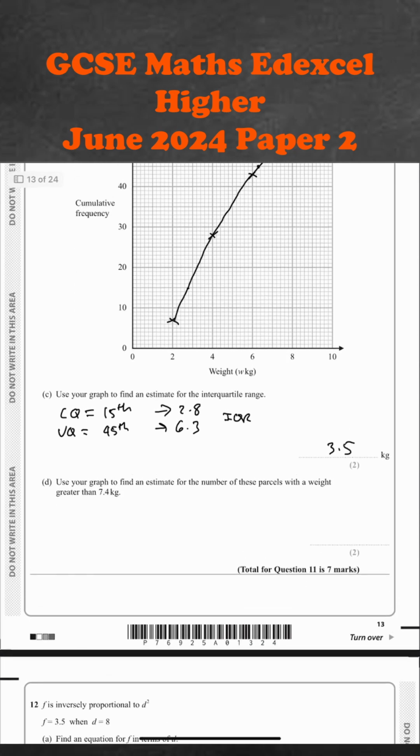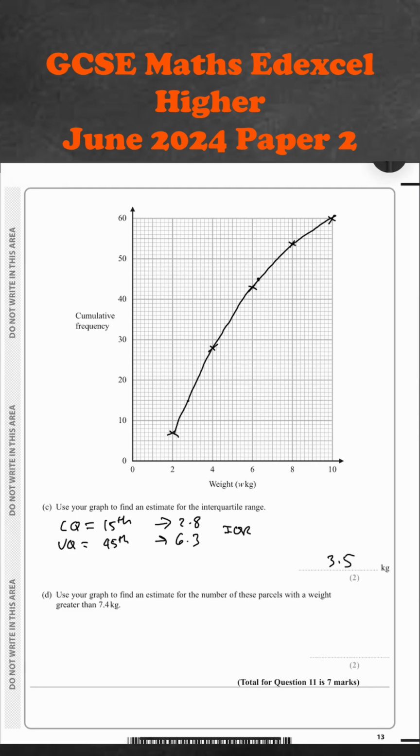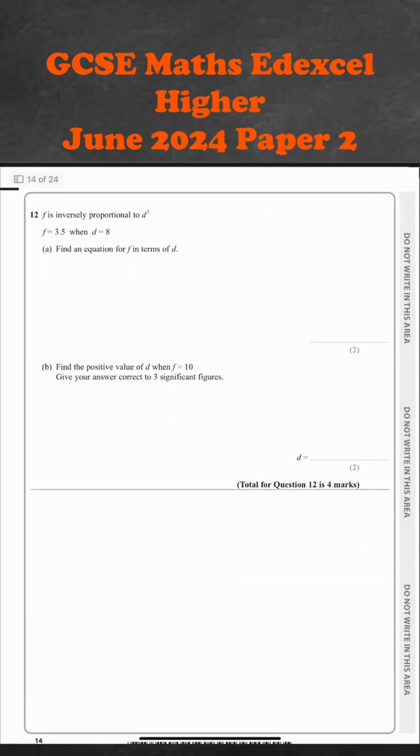Part D, use your graph to find an estimate for the number of these parcels with a weight greater than 7.4. So we'll find 7.4, which is here, follow the line all the way up to about here, and that is 51 and above. So our answer is just going to be 9 parcels, as it only goes up to 60. And that's our answer.